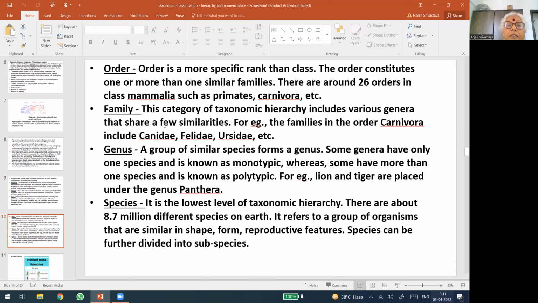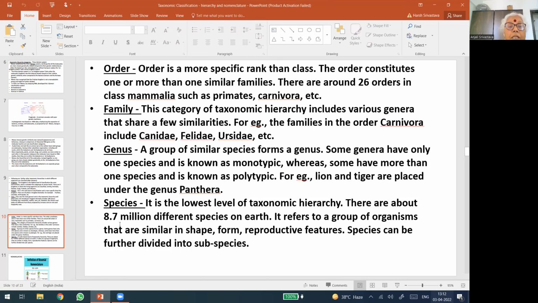Then family, the category of taxonomic hierarchy including various genera that share a few similarities together. And then the genus, a group of similar species forming a genus. Some genera have only one species and are known as monotypic genera, whereas others have more than one species and are known as polytypic genera. Then the last category, last but not the least, the species, which has now been divided further according to the latest surveys into subspecies. However, in general, the species is the lowest level of the taxonomic hierarchy.